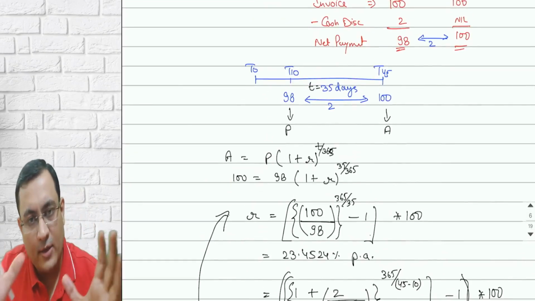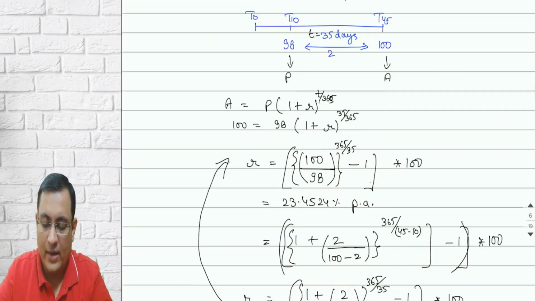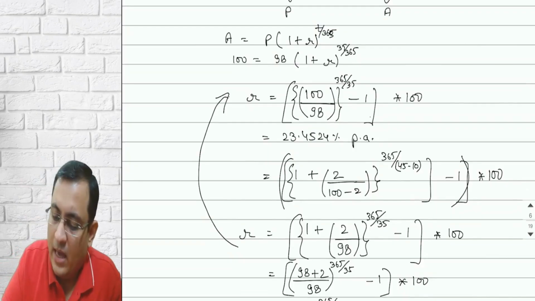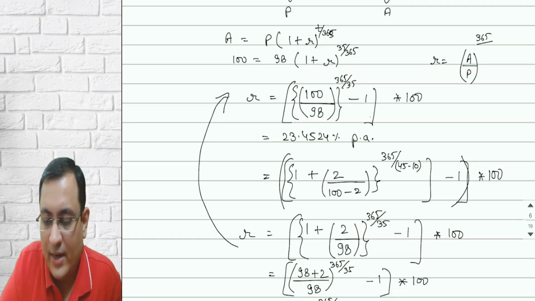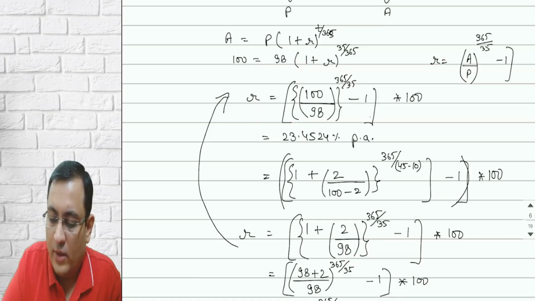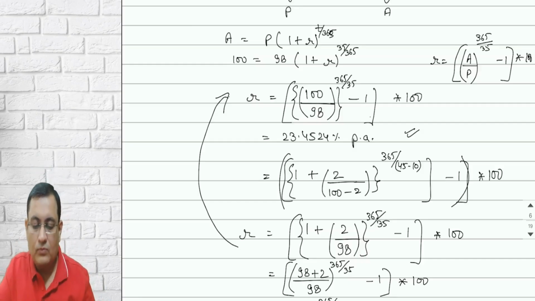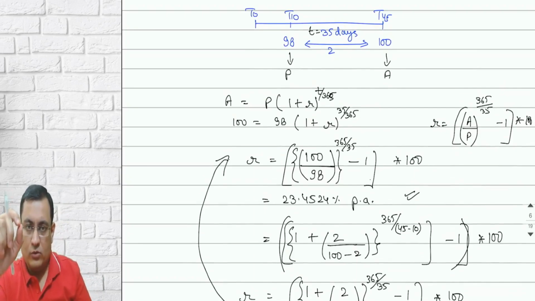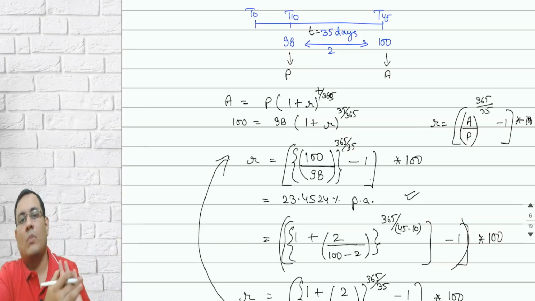We are just using the compound interest formula, and this compound interest formula is now transferred into the effective annual rate. So we are going to directly use this formula as A, your final payment without discount, upon P, your final payment with discount, power 365 upon your number of extra days, that is 35, minus 1, multiplied by 100. What does this 23.4524 signify? This means that this 2 rupees of discount, which we are getting by foregoing this 35 days of extra credit, is effectively bringing us a benefit of 23.45% on a per annum basis.